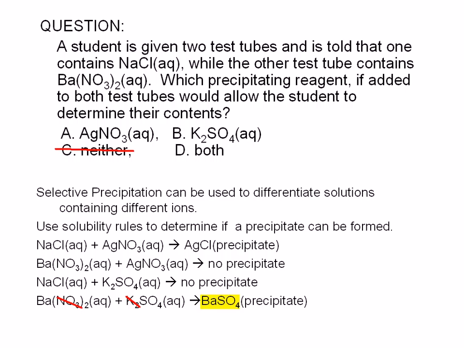Therefore, we would expect barium ions from barium nitrate to combine with sulfate ions from potassium sulfate to yield a precipitate of barium sulfate. Therefore, potassium sulfate will also allow us to differentiate between the two solutions. It will not produce a precipitate with sodium chloride, but it will produce a precipitate when added to barium nitrate. Since both A and B are possible answers, the best answer for this question is choice D, both.